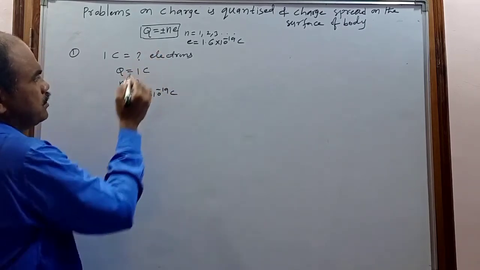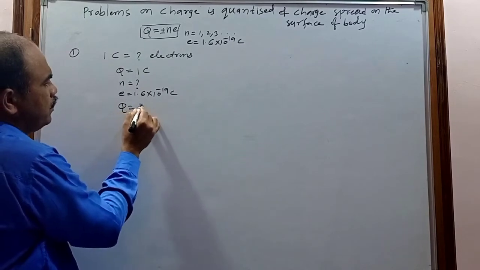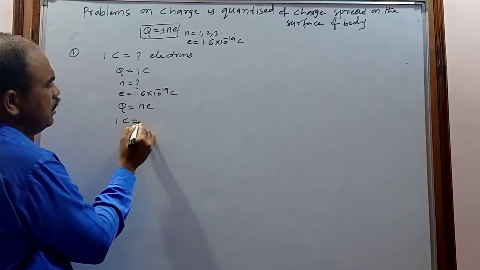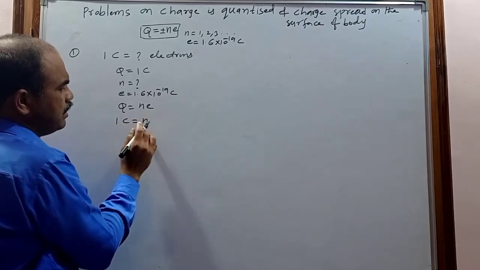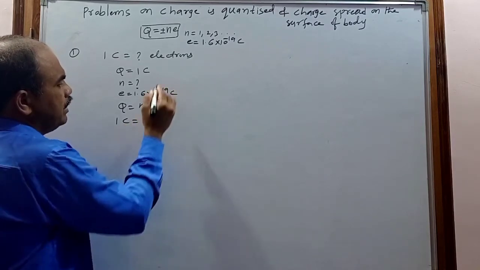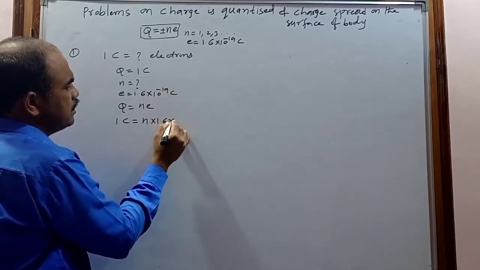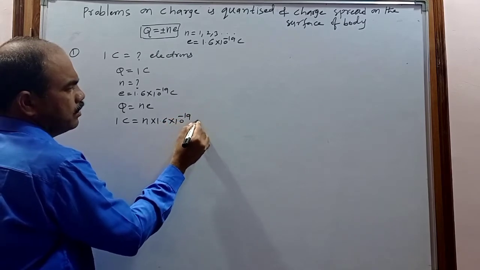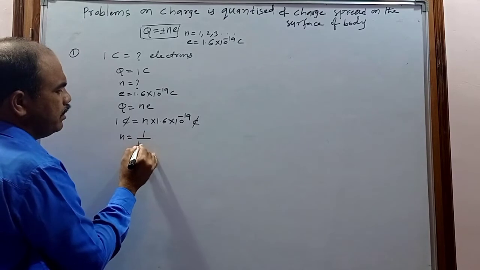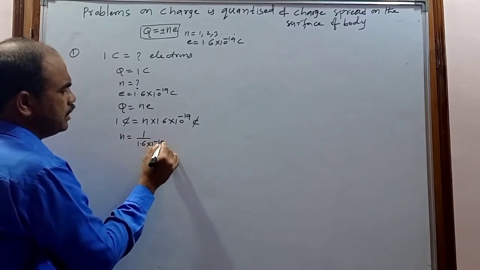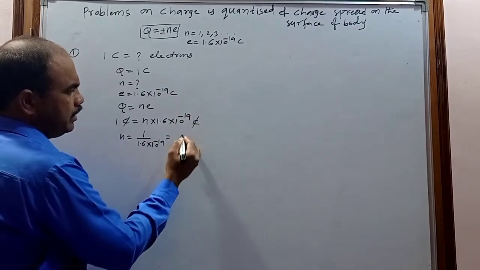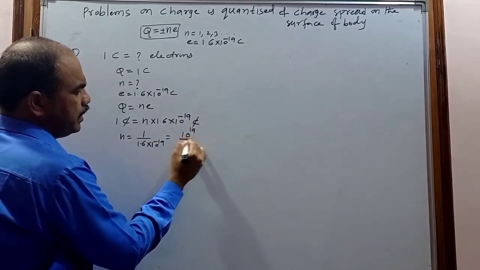According to the charge is quantized formula, q equal to ne. Here q is the charge, which is 1 coulomb, n is the number of electrons, an integer, and e is the electron charge, 1.6 into 10 power minus 19 coulomb. The coulomb will be cancelled, then n equals 1 by 1.6 into 10 power minus 19. If I bring this 10 power 19 to the numerator, it becomes 10 power plus 19 by 1.6.